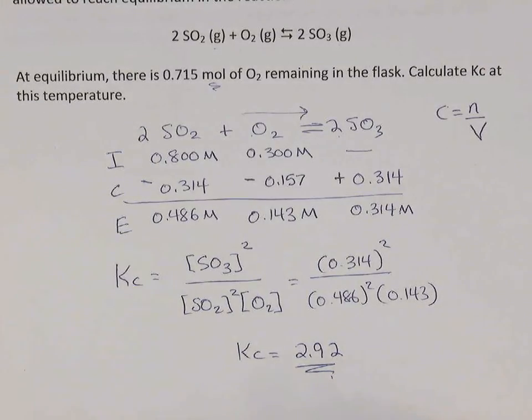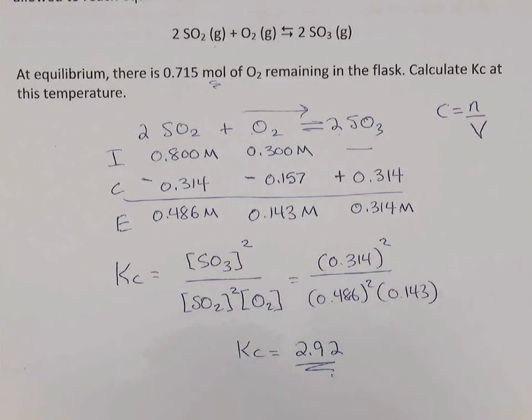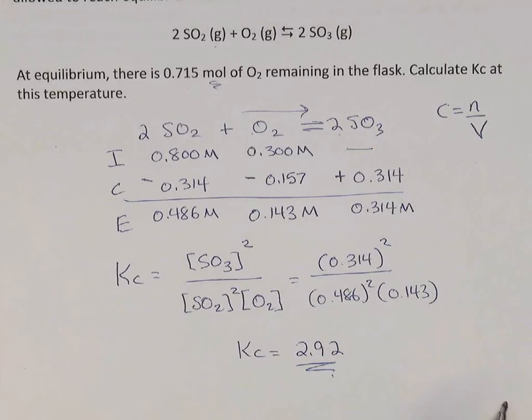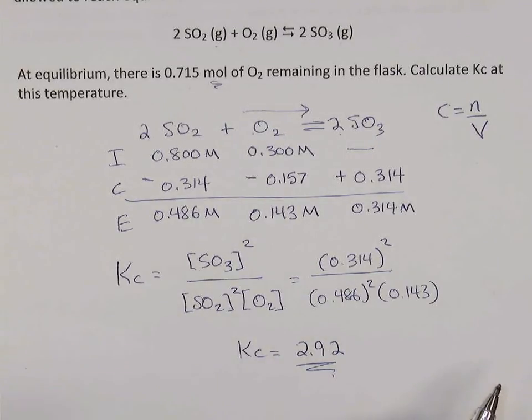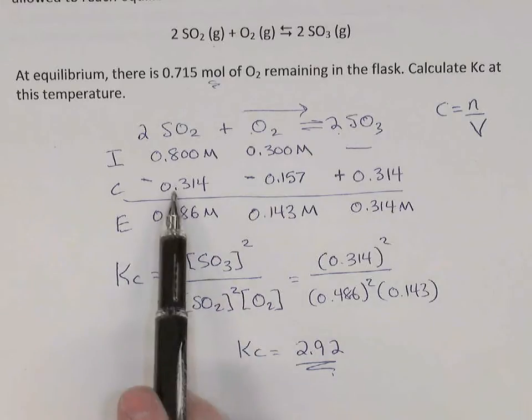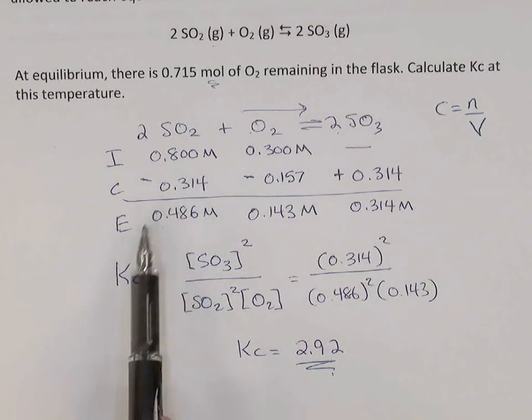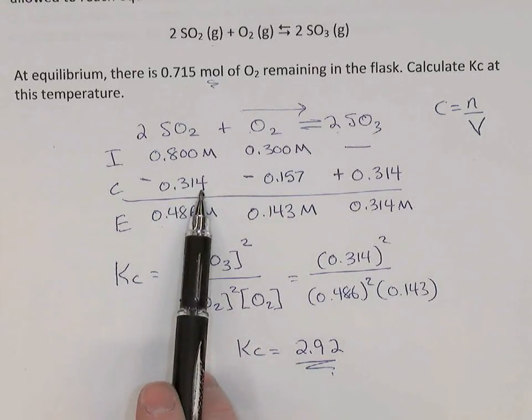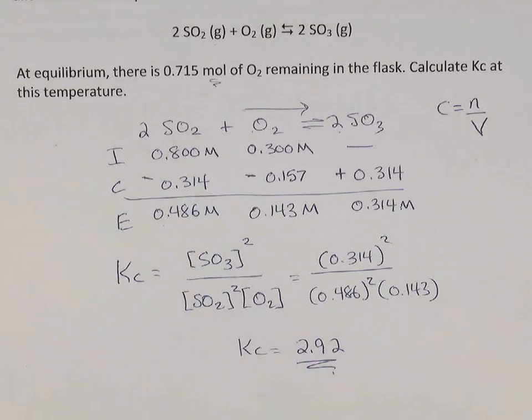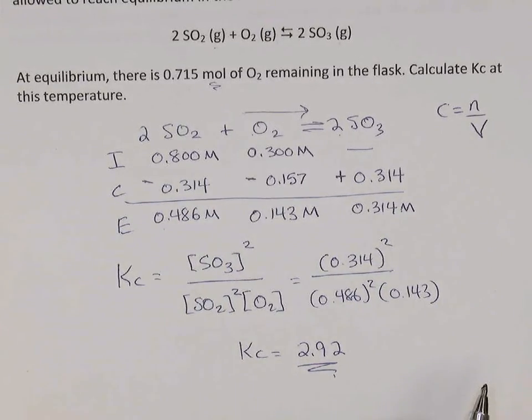Okay? When Kc is close to 1, and this is close to 1, we know that the reaction is going to be about 50% complete, give or take some, right? And we can see that that was true here. You had a 0.8 originally, and you lost 0.314, so it's close to 50% complete.